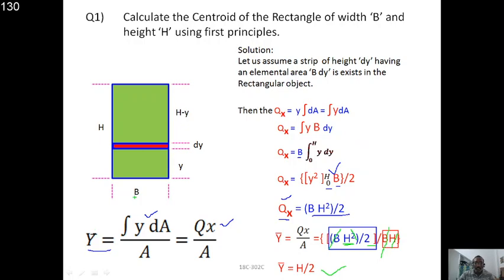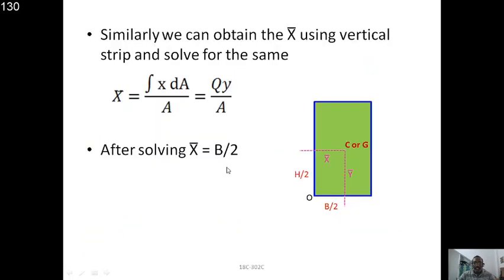So similarly you can also calculate the x bar, and you will get the x bar will be b by 2. So the same thing has been represented here. Y bar, this is the y bar, that means the vertical distance from this point to this point is equivalent to h by 2. And in a similar way of calculation, you will get the x bar, this is the x bar, from this point to this point, the same thing, b by 2, right? So this is the way you can calculate this centroid using the first principles, that is nothing but integration.